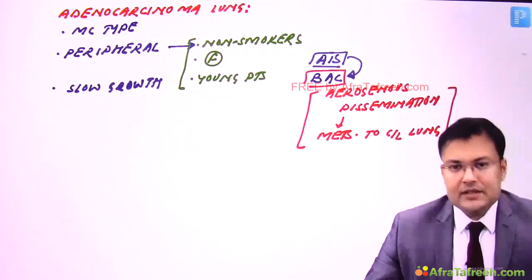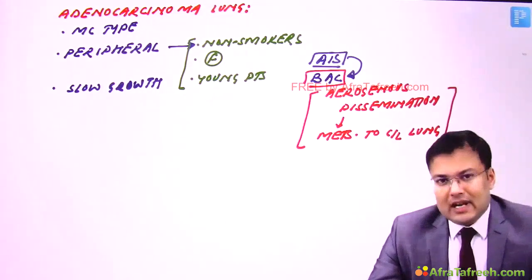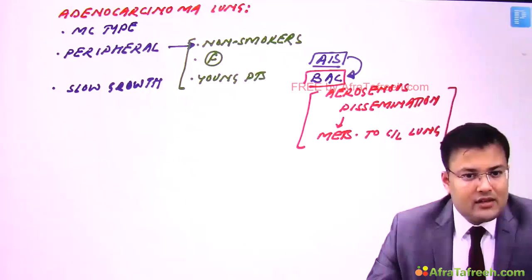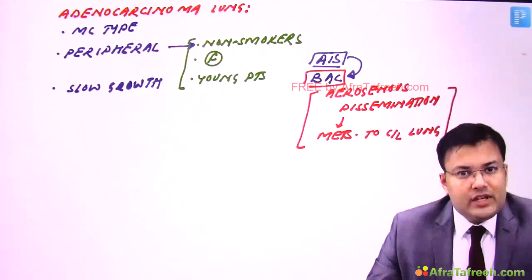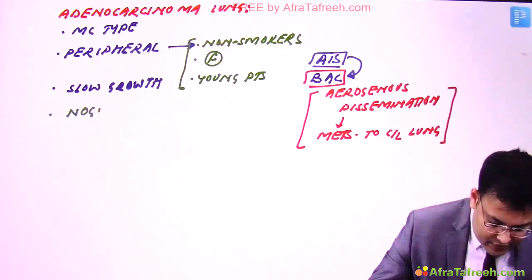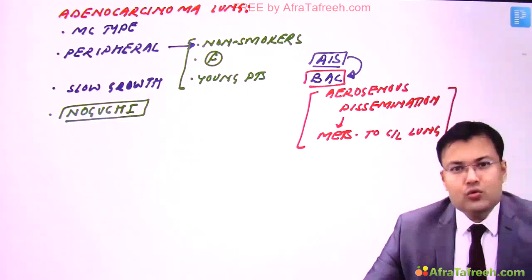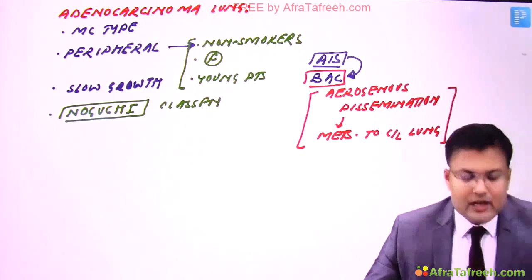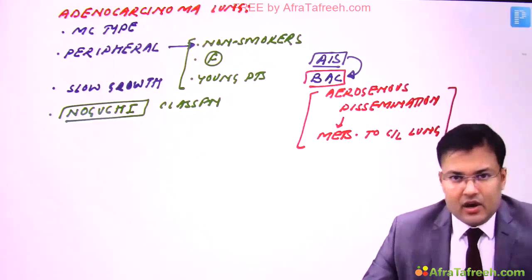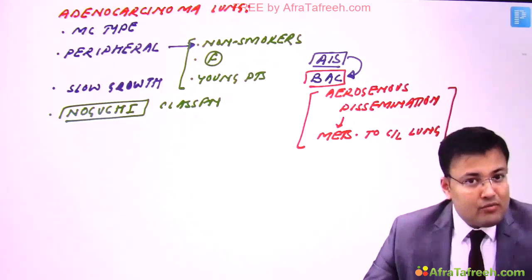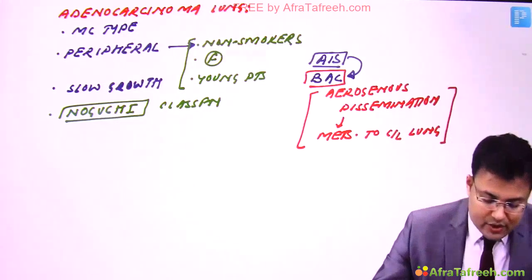So you have to remember this. There is a special classification which is used for adenocarcinoma. This is a one-liner question. And what's the name? Noguchi classification. Clear? So there is a special classification used for adenocarcinoma, and this is the Noguchi classification. Clear?